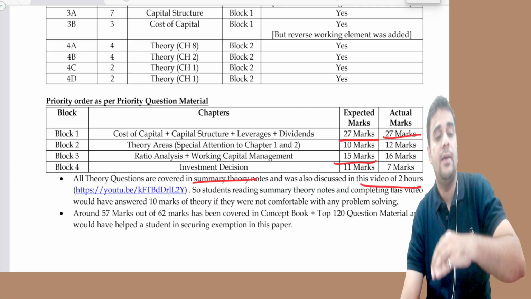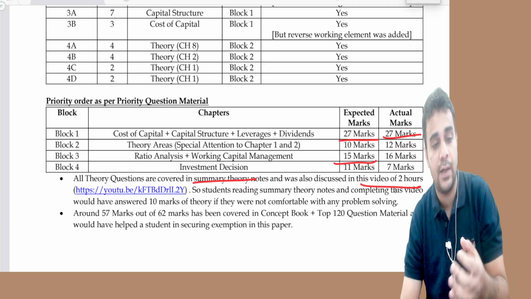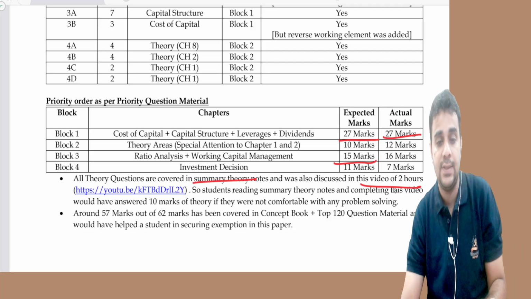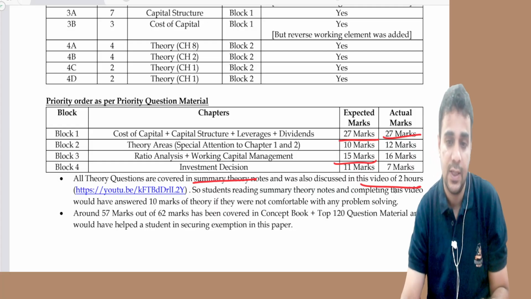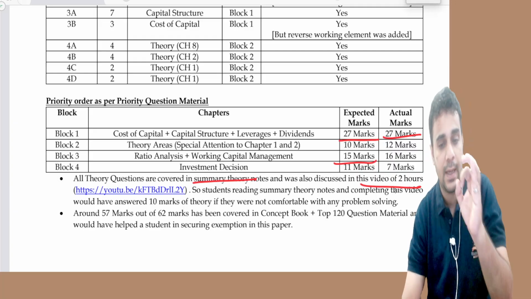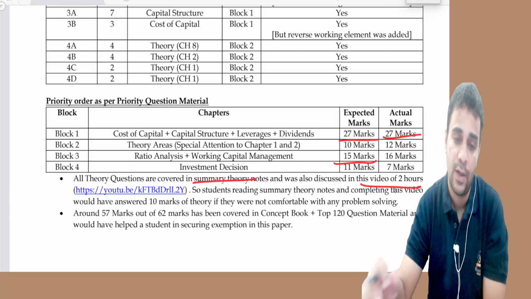And I feel any student who's doing the preparation for the later set of attempts should follow this block method. The blocks will not change unless I see the trends changing significantly, which did not change in this attempt. I don't see it changing even in the next attempt. So this is what you should do. Focus on cost of capital, capital structure, leverages and dividend, then the theory areas, then ratio analysis and working capital.